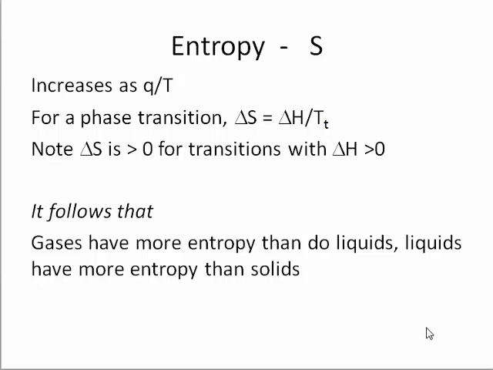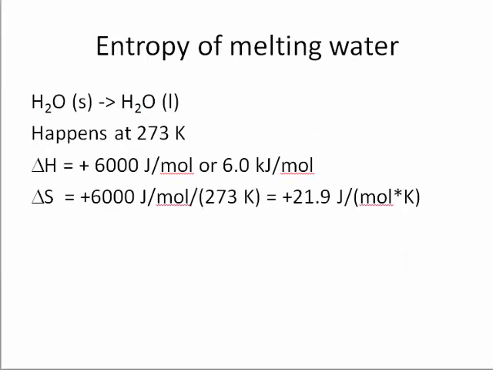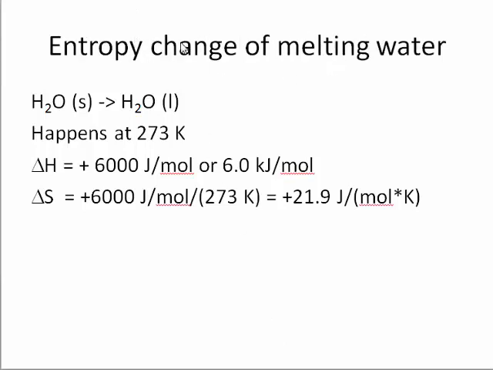Let's look at a quick example of a process where we calculate the change of S. Here we have the entropy change of melting water. In other words, how much did the entropy change when we go from the solid to the liquid? Well, we know that the number of microstates goes up and the entropy goes up. We've seen that in this lecture.